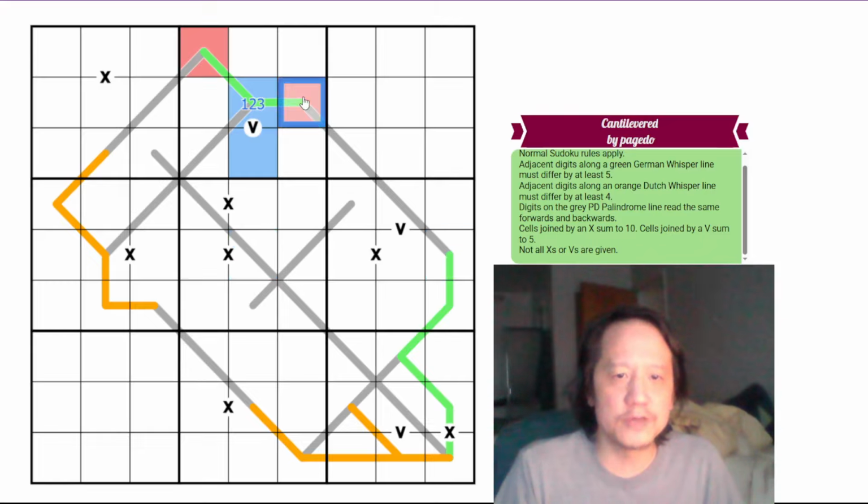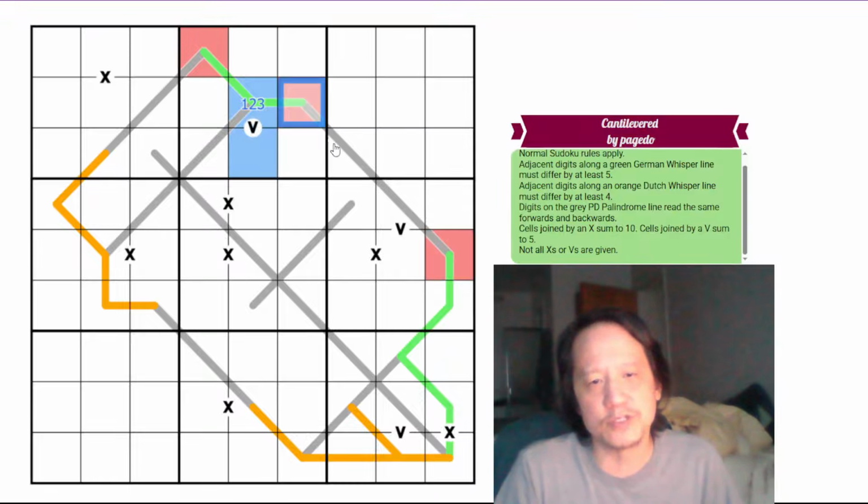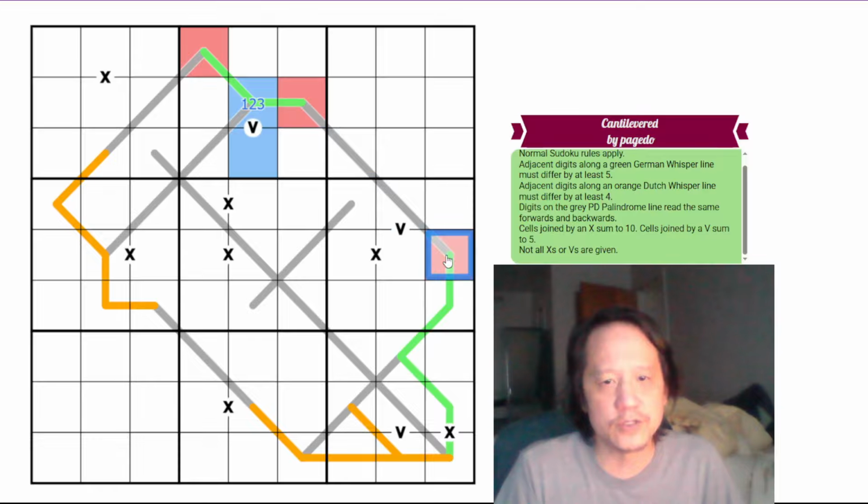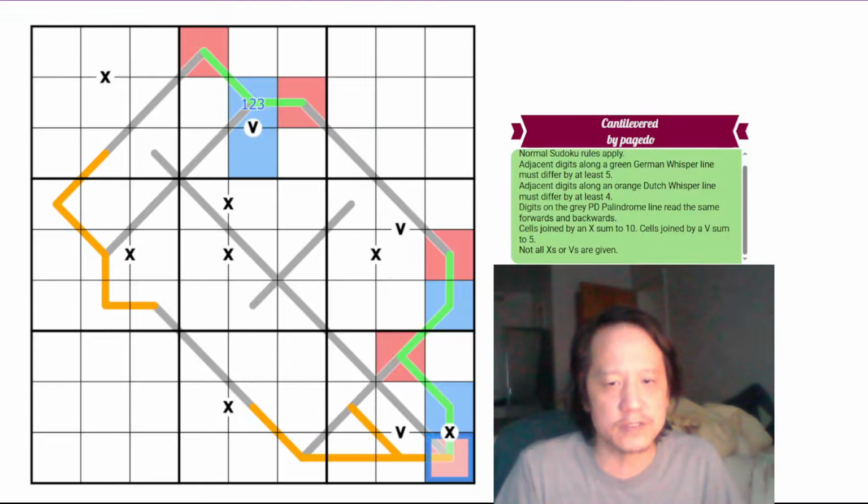Well, on the other side of this palindrome line is the same digit, right? Because it must read the same either way. So this is a high, which makes this a low, which makes this a high, which makes this a low, which makes this a high. So this is the same as that digit, so therefore that must be a high.